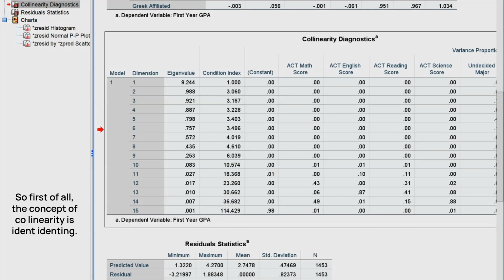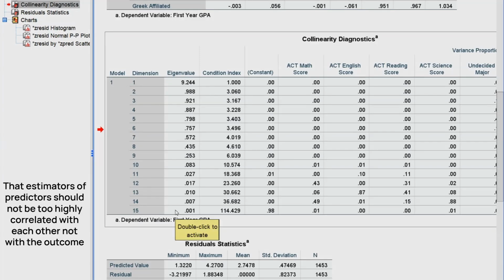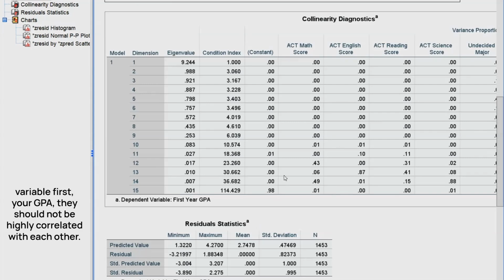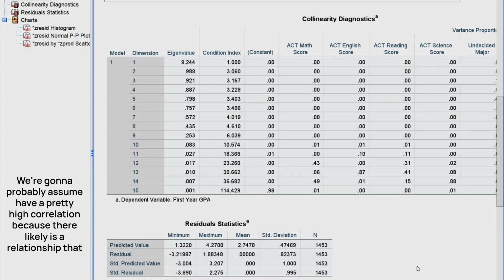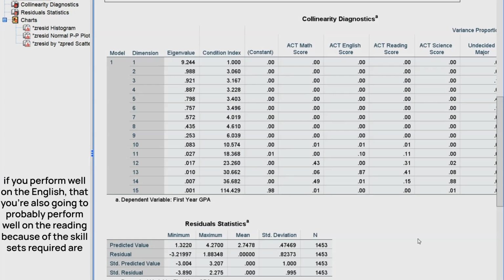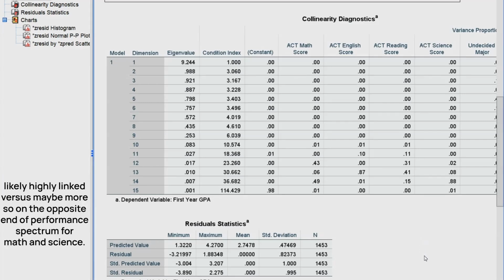First of all, the concept of collinearity is identifying this idea that estimators or predictors should not be too highly correlated with each other, not with the outcome variable first, or GPA. They should not be highly correlated with each other. So for example, ACT English and ACT reading, we're going to probably assume have a pretty high correlation because there likely is a relationship that if you perform well on the English, you're also going to probably perform well on the reading, because the skill sets required are likely highly linked, versus maybe more so on the opposite end of the performance spectrum for math and science.